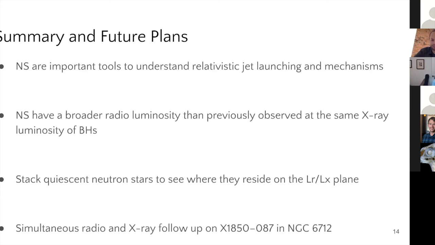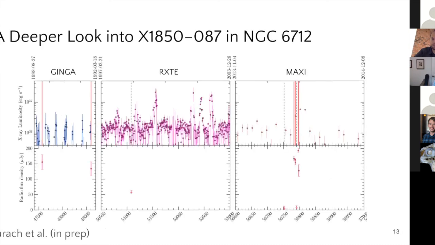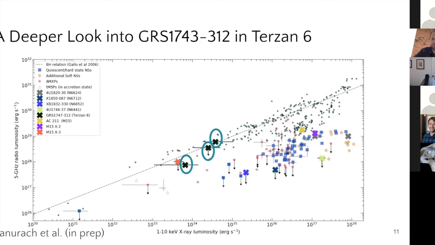This one is from Chris Brazil, who asks, how do you know that GRS 1743 is a neutron star system and not a black hole? Yeah, so the typical way that people differentiate between neutron stars and black holes is if they have type 1 X-ray bursts or there are some pulsations. I'm guessing because black holes don't have a surface that they can really do that.